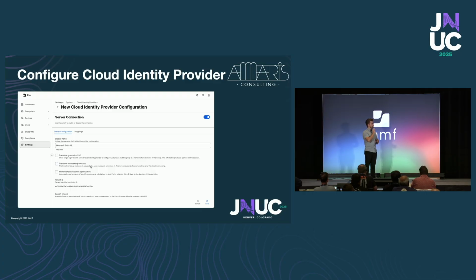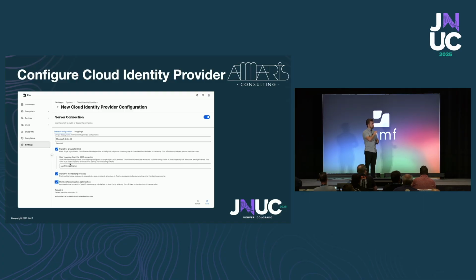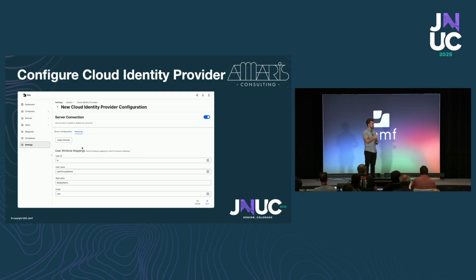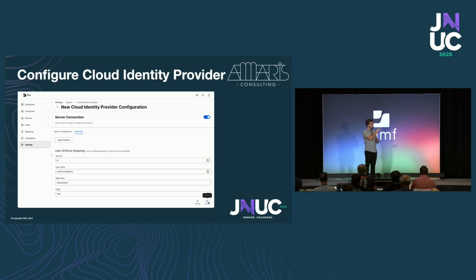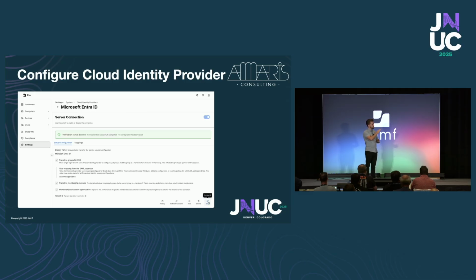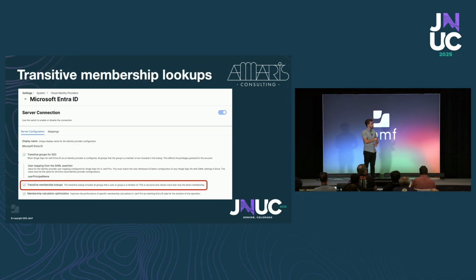I'm setting up a display name here, and I'm checking those boxes. You don't necessarily have to check all of them. Even if you were to not check them, the integration would still work. I'm also reviewing the mappings, which I leave as default, which in the vast majority of cases will be what you need. I'm not going to explain each of the three boxes that I checked here, but I'll explain one which is important, the transitive membership lookups.